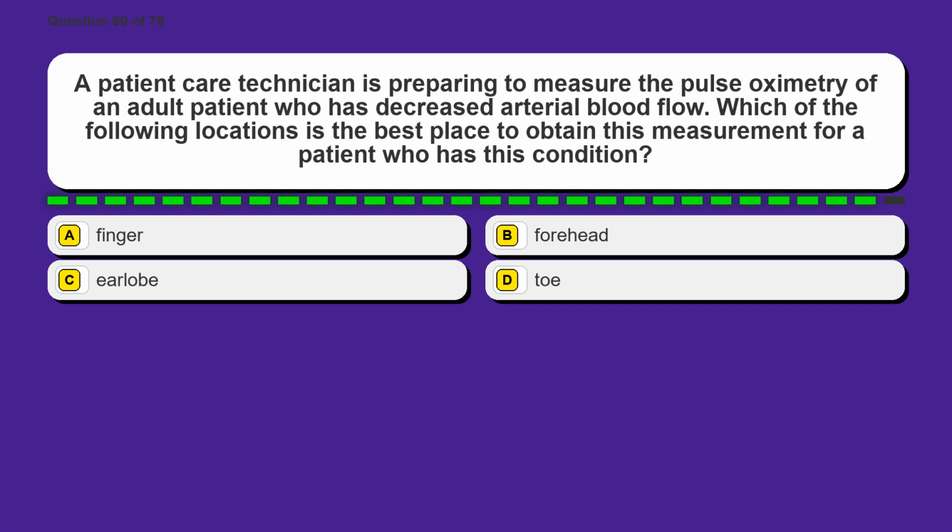Question 60. A patient care technician is preparing to measure the pulse oximetry of an adult patient who has decreased arterial blood flow. Which of the following locations is the best place to obtain this measurement for a patient who has this condition? Option A. Finger. Option B. Forehead. Option C. Earlobe. Option D. Toe.